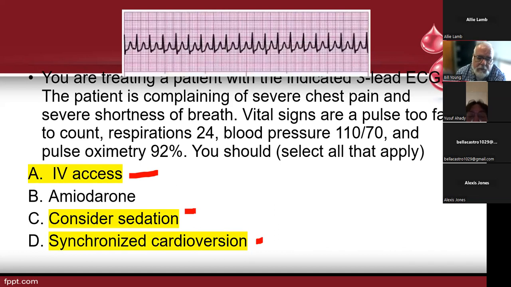Now let me ask you a question. You've got your IV started. With this particular patient, if you're going to cardiovert your patient, do you have time realistically to give them sedation in this particular scenario? And are they stable enough for sedation? So two questions. Do you have time? And number two, are they stable enough?